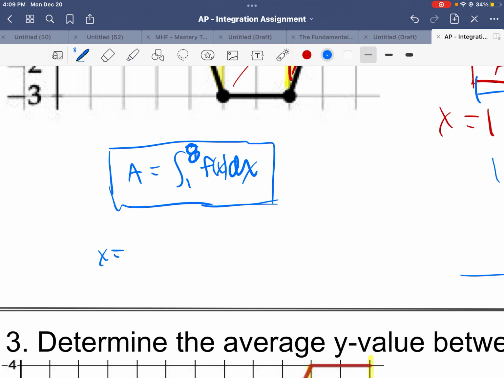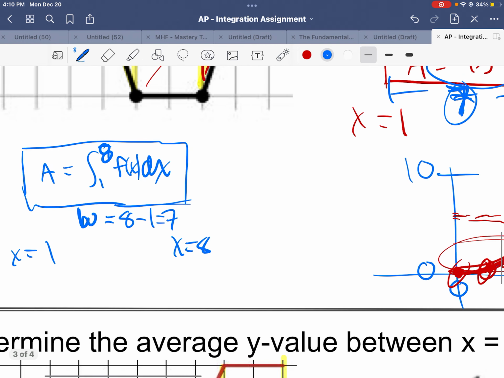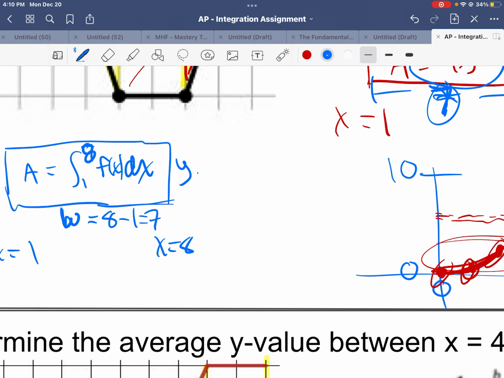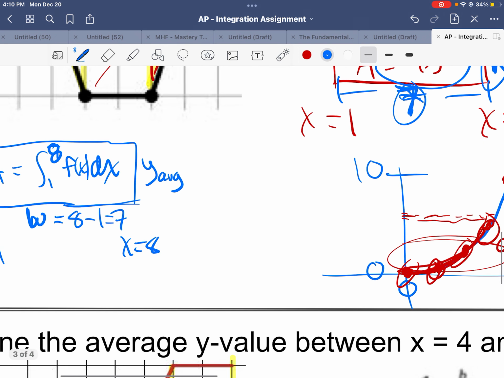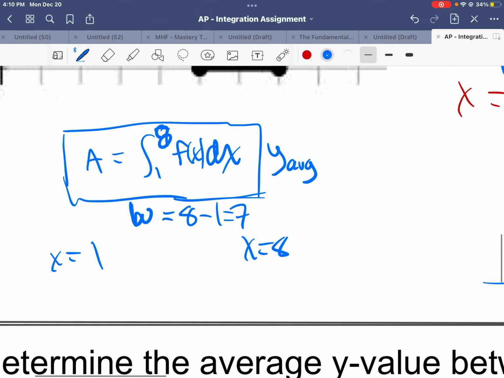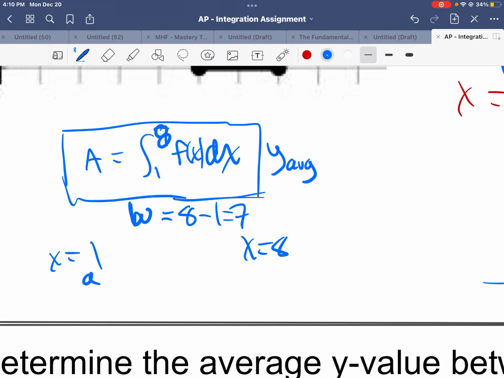This was x equals 1. This was x equals 8. And this base, or the width of that, equaled 8 minus 1, which was 7. This we're going to call y average, or f average. And I know that, oh, by the way, what's another way I can write this? x equals a. That was a in the integral, right?